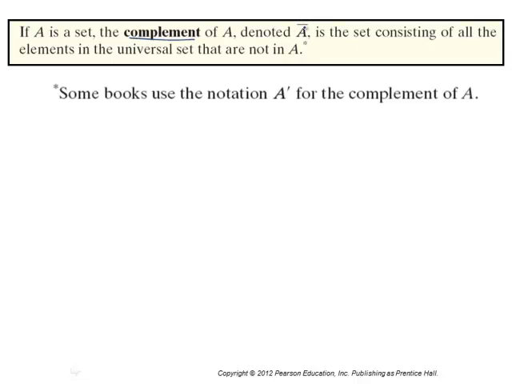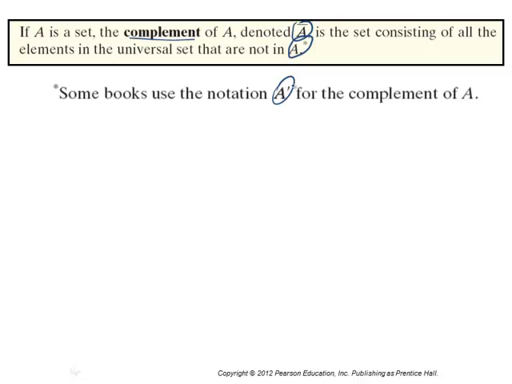But the notation that's typically used is the overbar of that set that you're taking the complement of. So right here, that's the complement of A. Sometimes you'll see this notation with an asterisk. Sometimes you'll see a little tick mark instead. All mean the same thing, that you're taking the complement of a set.